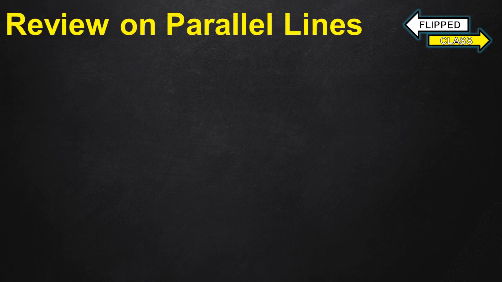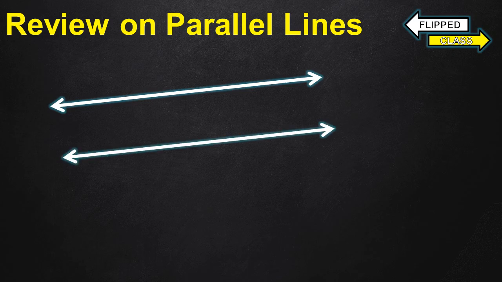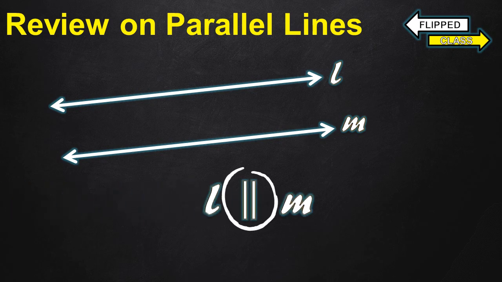Let us have a sort of review on parallel lines. We know that parallel lines are two coplanar lines that do not intersect, such as line L and line M here. We say that line L is parallel to line M. In symbolic form, it stands this way. This is the symbol for parallel lines, and take note of that because it's very important for the next part of this session.